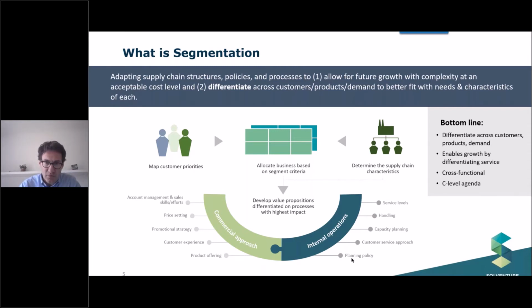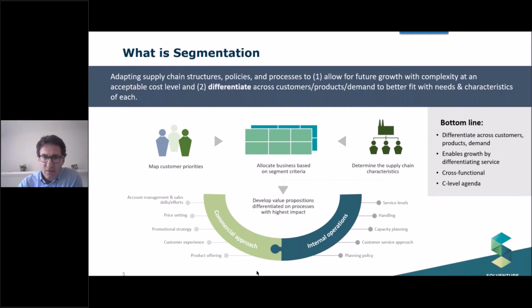Think of internal operations as typically more the field where we as supply chain are active. You could think of a planning policy, for example, make to stock with a short lead time, make to order probably with a somewhat longer lead time.